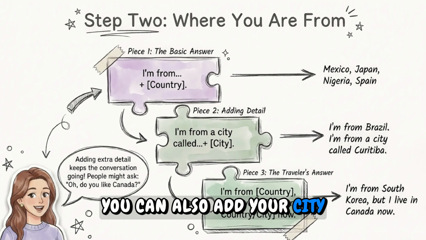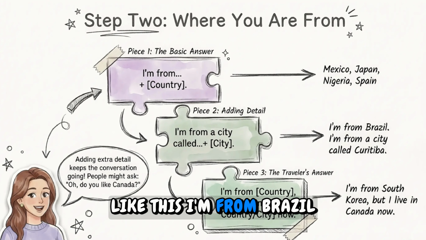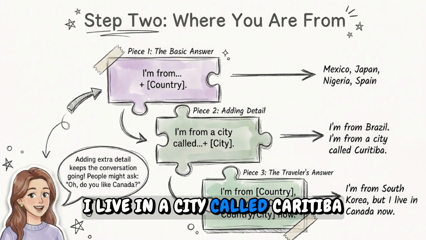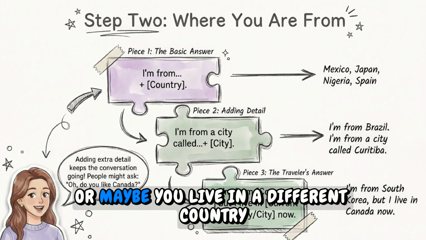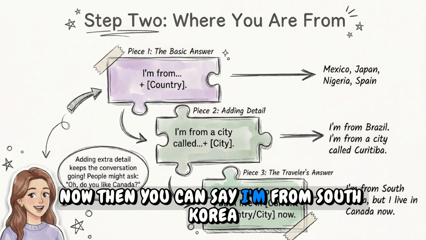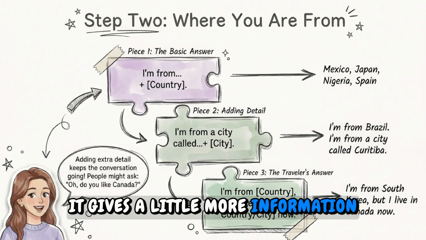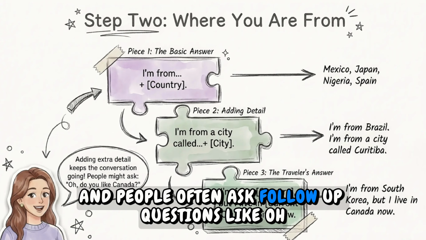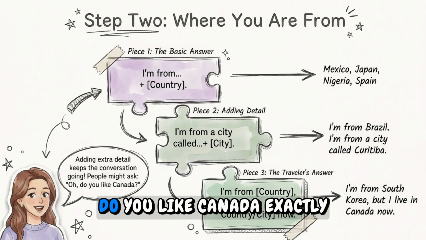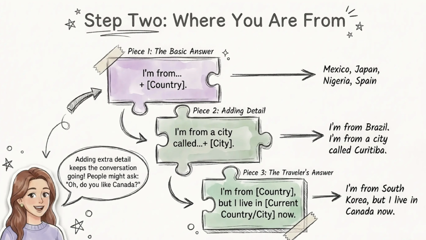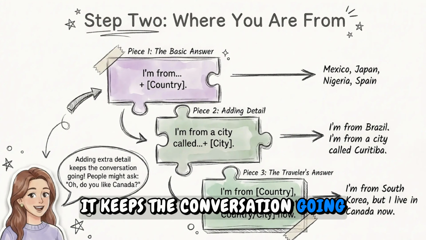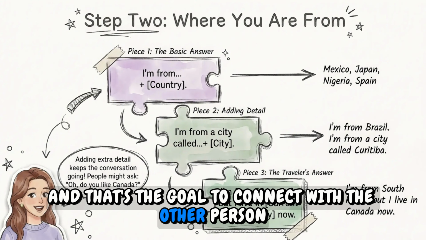You can also add your city, like this. I'm from Brazil. I live in a city called Curitiba. Or maybe you live in a different country now. Then you can say, I'm from South Korea, but I live in Canada now. That's a great sentence. It gives a little more information, and people often ask follow-up questions like, "Oh, do you like Canada?" Exactly. It keeps the conversation going, and that's the goal, to connect with the other person.